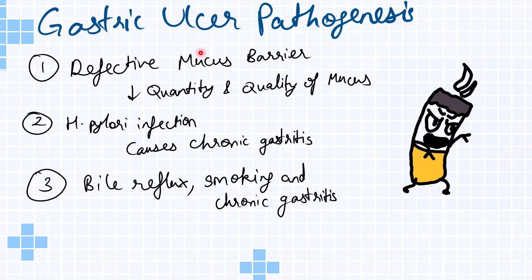Gastric ulcers differ slightly from duodenal ulcers. Here, the major problem is not excessive acid production but impaired mucosal defense. There is reduced quantity and quality of mucus. Helicobacter pylori infection causes chronic gastritis and weakens protection further. Additional factors such as bile reflux, smoking, and chronic gastritis also contribute. Together, these factors allow acid to damage the gastric mucosa.